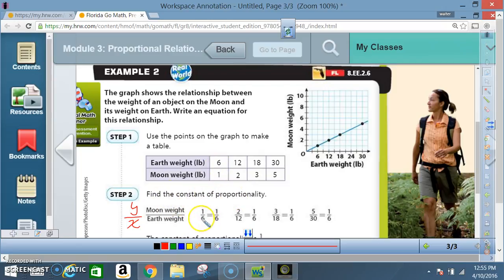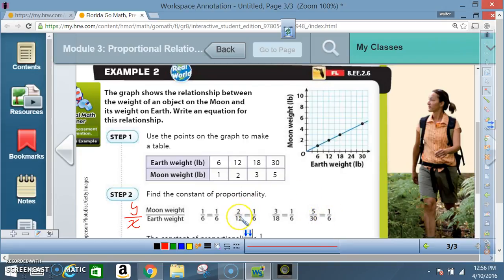So we end up with 1 over 6, that's equal to 1 over 6. 2 over 12, when that reduces down, ends up being 1 over 6. 3 over 18, when that reduces down, ends up being 1 over 6. 5 over 30, when that reduces down, ends up being 1 over 6.